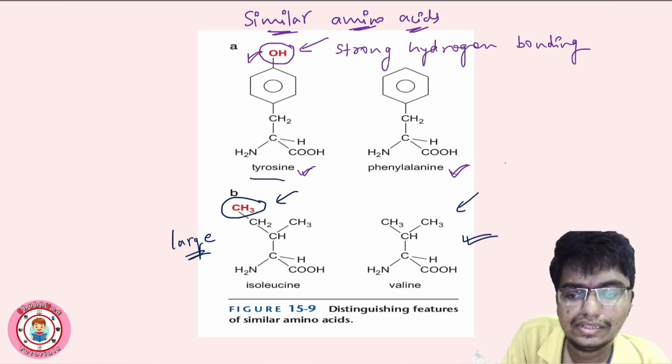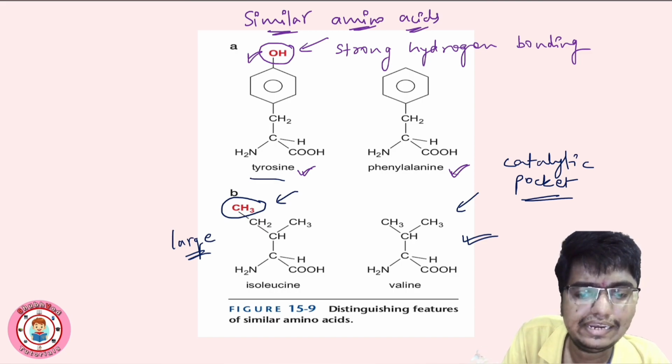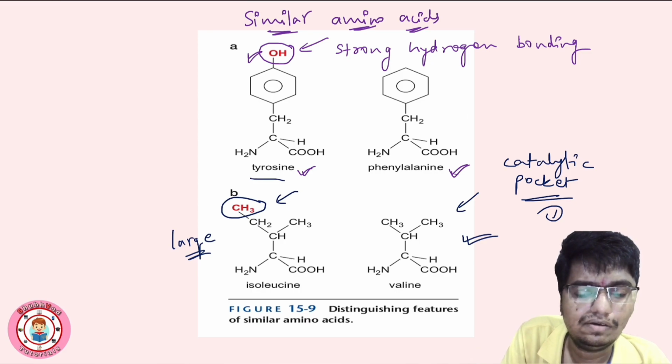So the catalytic pocket of the valine tRNA, isoleucine will not fit in it because of its large size, because of this extra methyl group. So valine will be effectively selected. Okay, this is the first point. And when we see isoleucine tRNA, valine can slip in, because valine is small and so it can fit in the isoleucine pocket, right?